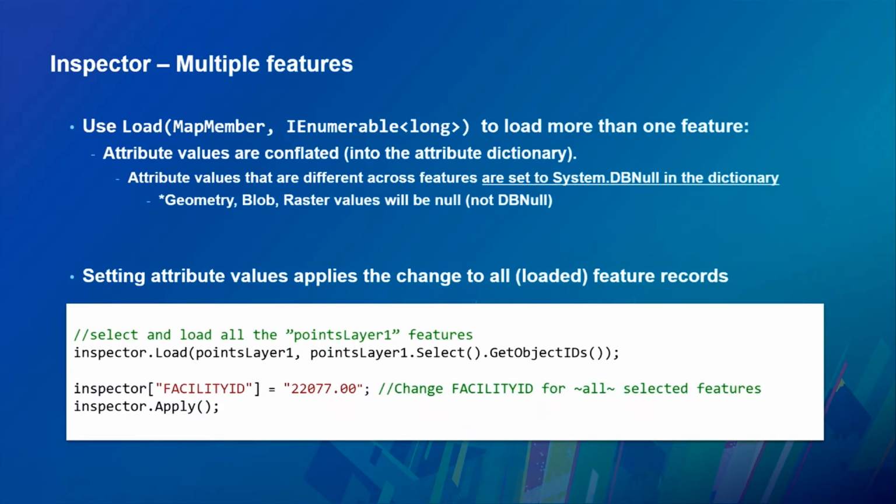You can load in multiple features into an inspector from the same layer, not from different layers. And the overload for that is just send a list of longs, an IEnumerable, if you like. If the attributes are different between different features, obviously they probably would be in a lot of cases, if you're trying to get those values out, they'll just be null. But normally you're just setting a bunch of features to the same value. Syntax is down the bottom: load, layer, the OIDs in this case. Here I'm getting a selection. Set the value, and here I'm just saying inspector.apply, and it'll set that value to all those particular features that you have loaded.